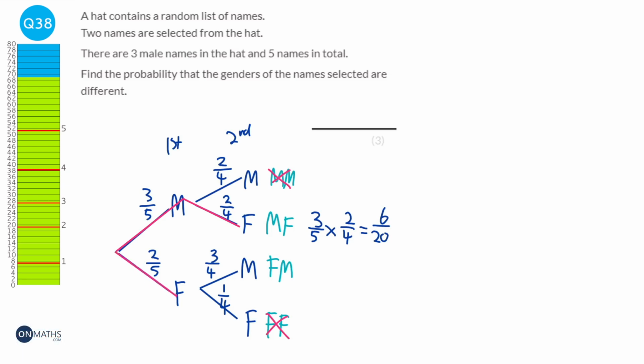So 2 over 5 times 3 over 4. So 2 over 5 times 3 over 4, 3/4. That would be 6 over 20.